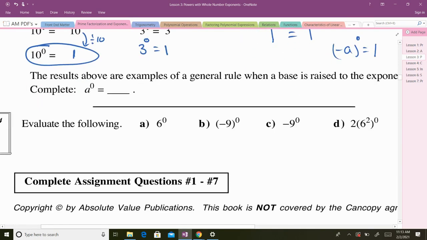All right. 6 to the 0 is 1. Negative 9 to the 0 is? Negative 9 to the 0 is? This is negative 1. Because it means this. Right? The 0 is not part of it. Do you see the difference between these two? The negative is in the brackets, so that whole thing becomes 1. The negative is not in the brackets, so it's negative, and the 9 to the 0 is 1, so it's just negative 1. Okay?